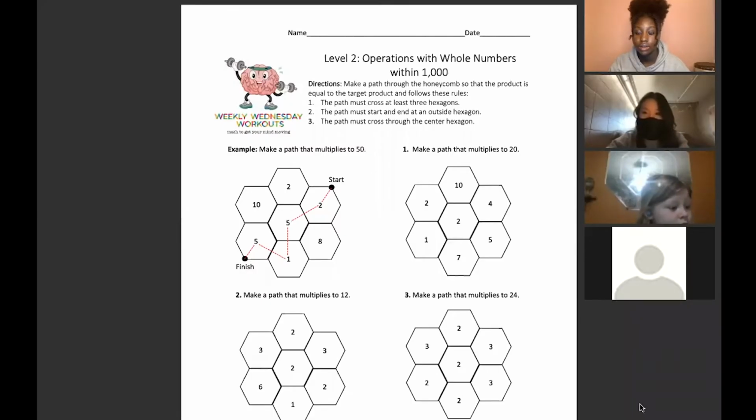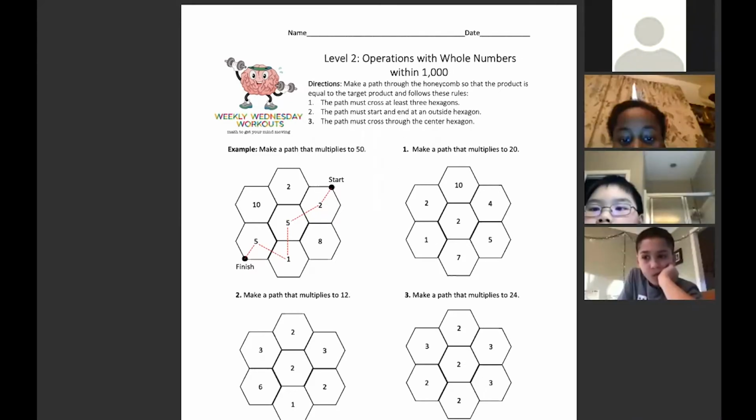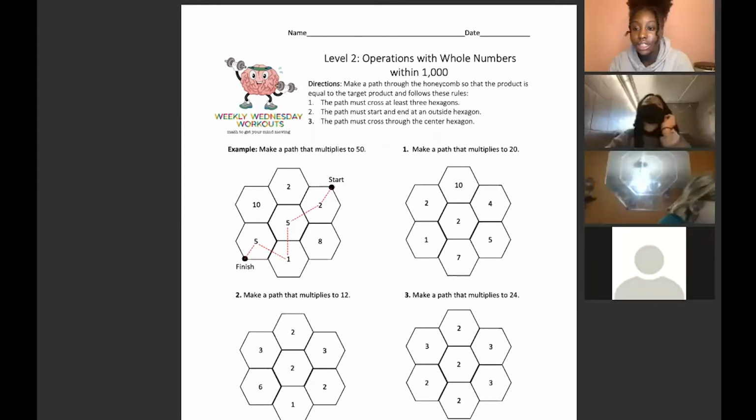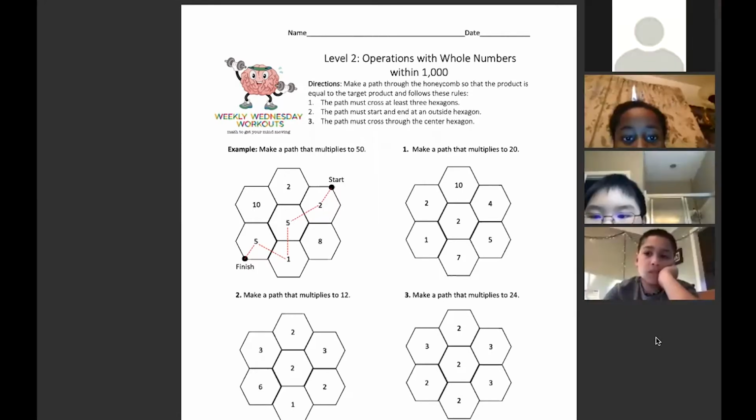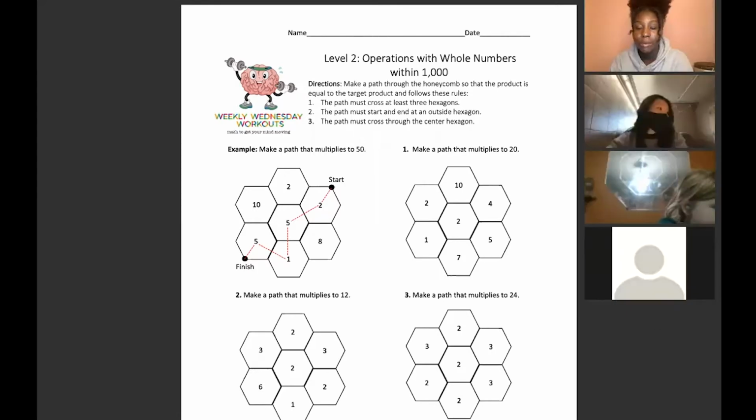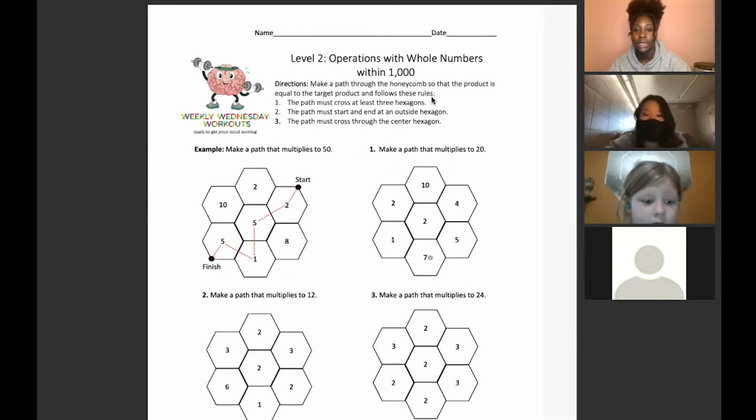Second page, it has level 2. So we want to make sure that both of our pages are level 2. And once again, if you don't have both of those printed off, then we can just follow on the screen. Should be pretty simple.